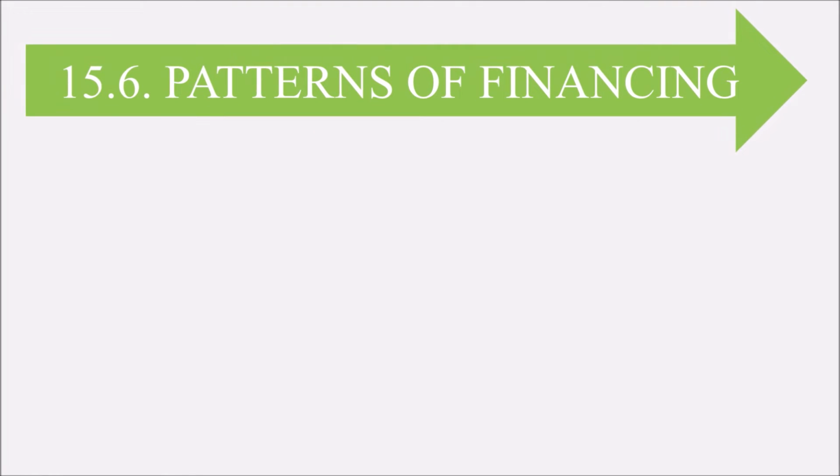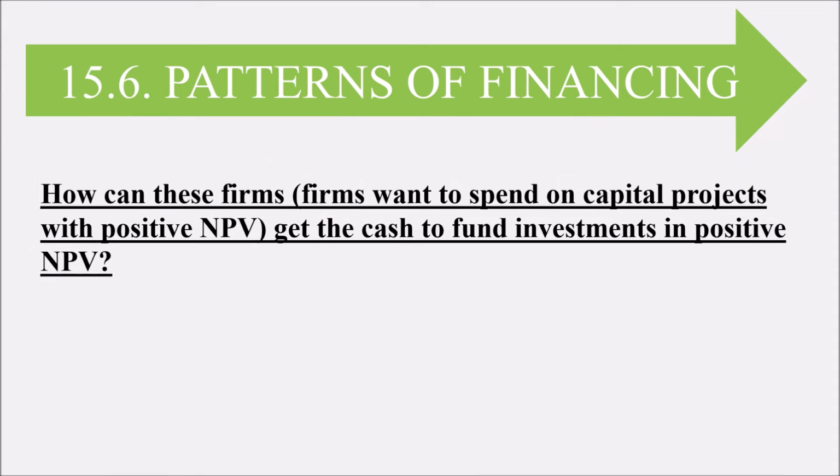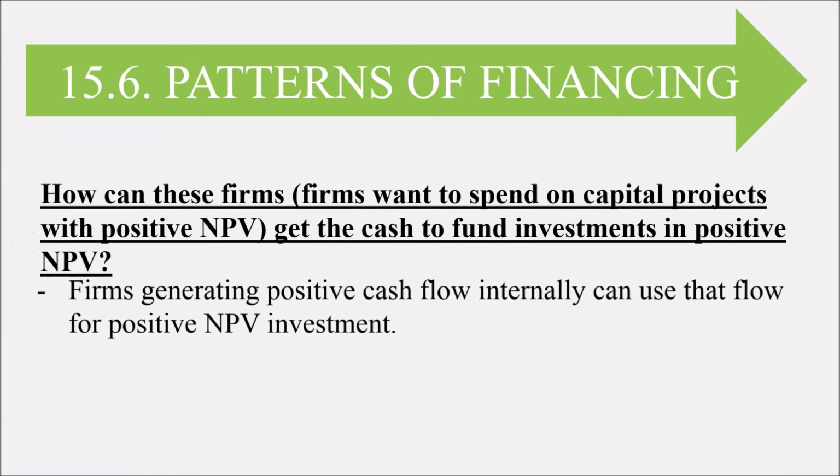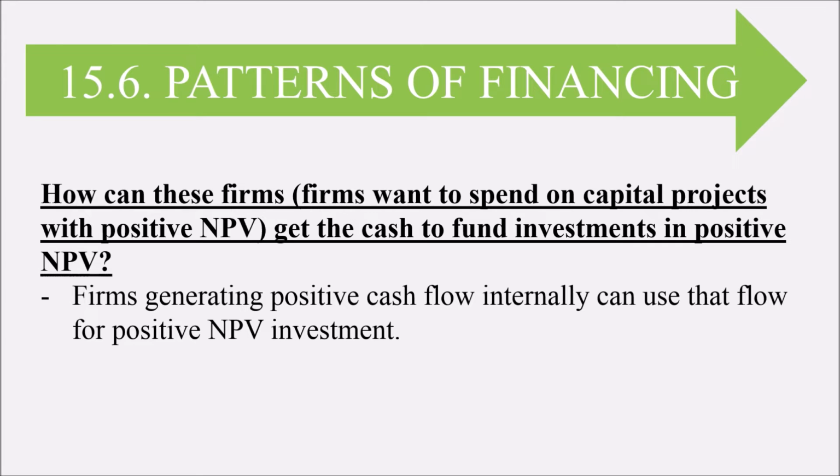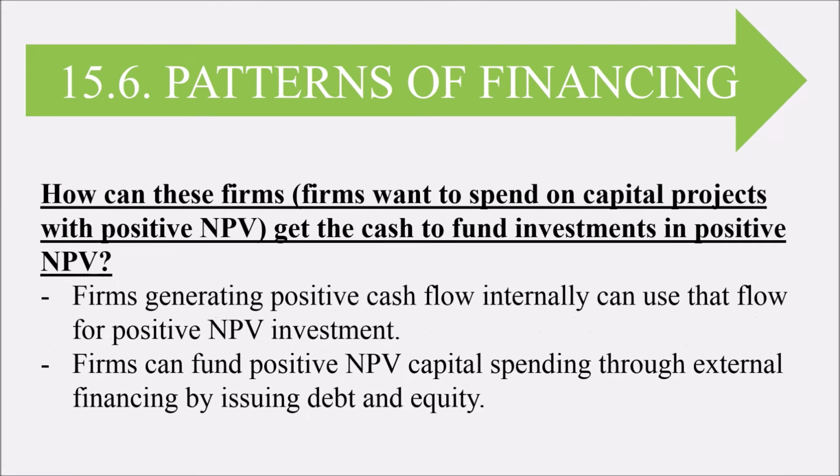Moving on to Part 6, Patterns of Financing. We have a question here. How can these firms that want to spend on capital projects with positive NPV get the cash to fund investments in positive NPV? The answer is, firstly, firms generating positive cash flow internally can use that cash flow for positive NPV investment. Second, firms can fund positive NPV capital spending through external financing by issuing debt and equity.